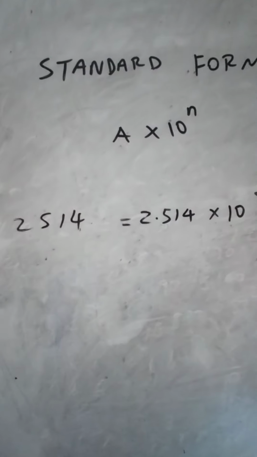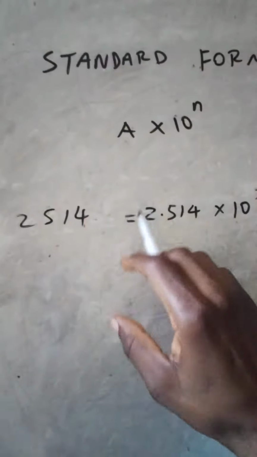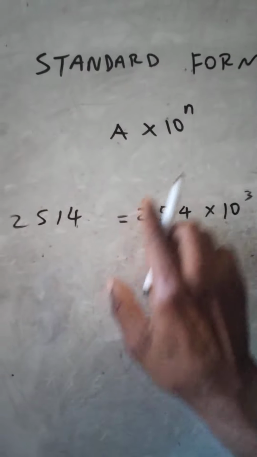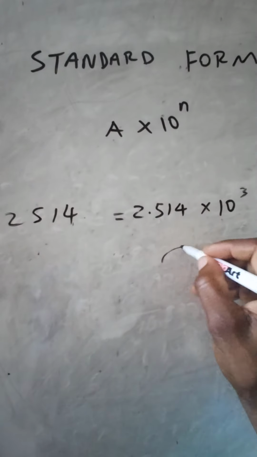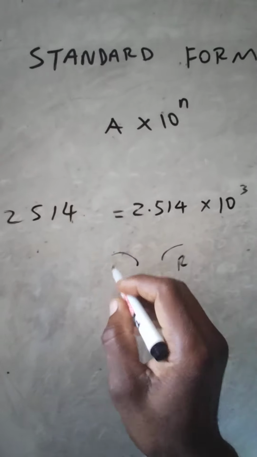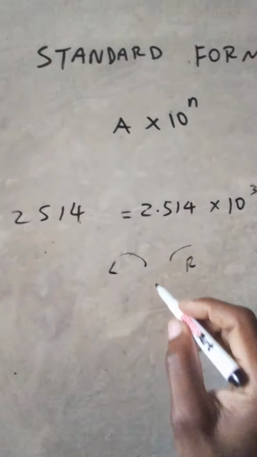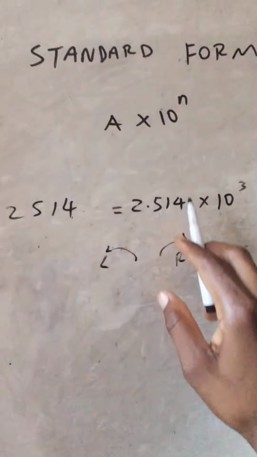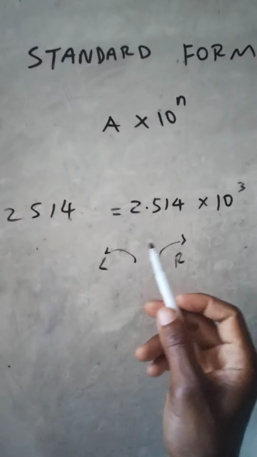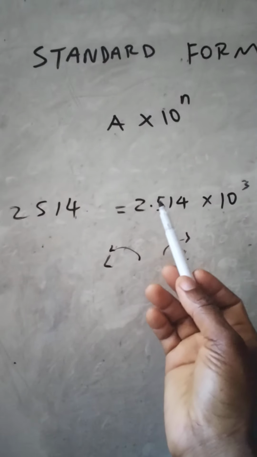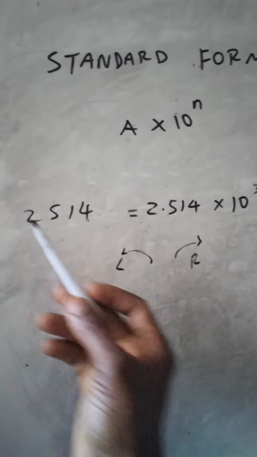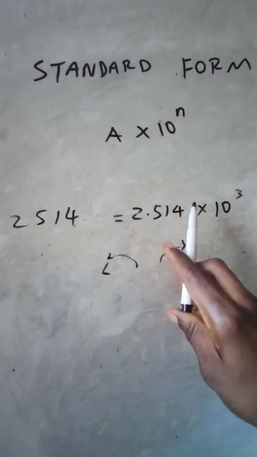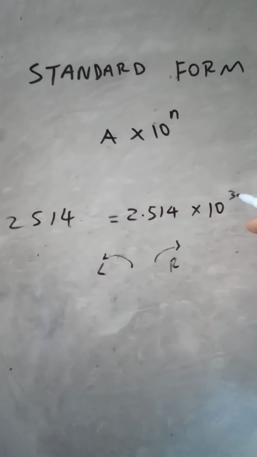So we have 3. Now, did we go to the right or did we go to the left to get back to the original number? So the number is here. This is the right. Right is that way, and left is that way. So we went to the right to get back to the original number. If we had gone to the left to get back to the original number, then this would be negative. But since we have to go to the right to get back to the original number, this number is going to be positive.